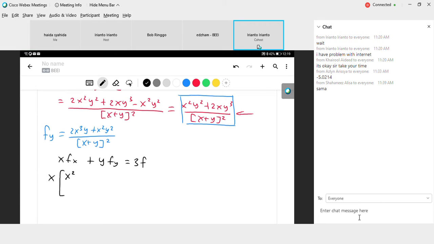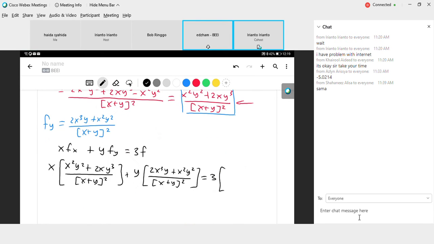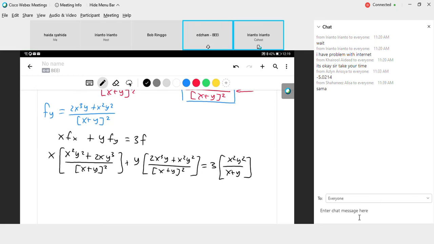What is fx? x squared y squared plus 2xy cubed divided by x plus y squared, plus y multiplied by 2x cubed y plus x squared y squared divided by x plus y squared. This is supposed to equal 3 multiplied by f. What is f? x squared y squared divided by x plus y. Okay, this is what we need to do.